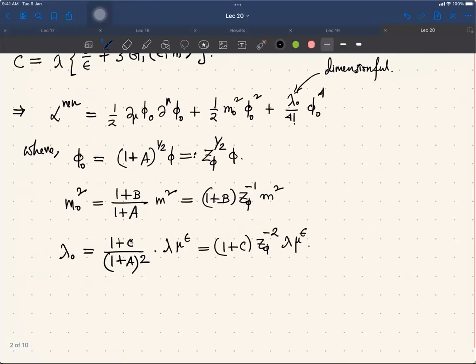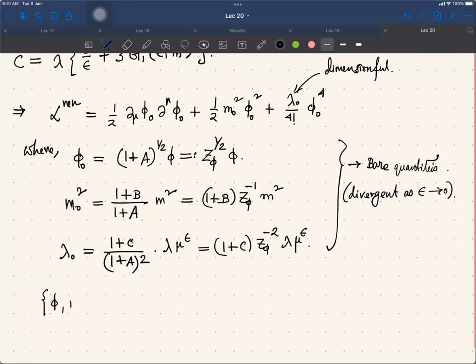So these are called bare quantities, and which are divergent as epsilon goes to 0. Similarly, we have these other quantities, phi, m square, and lambda. These we will be calling renormalized quantities.